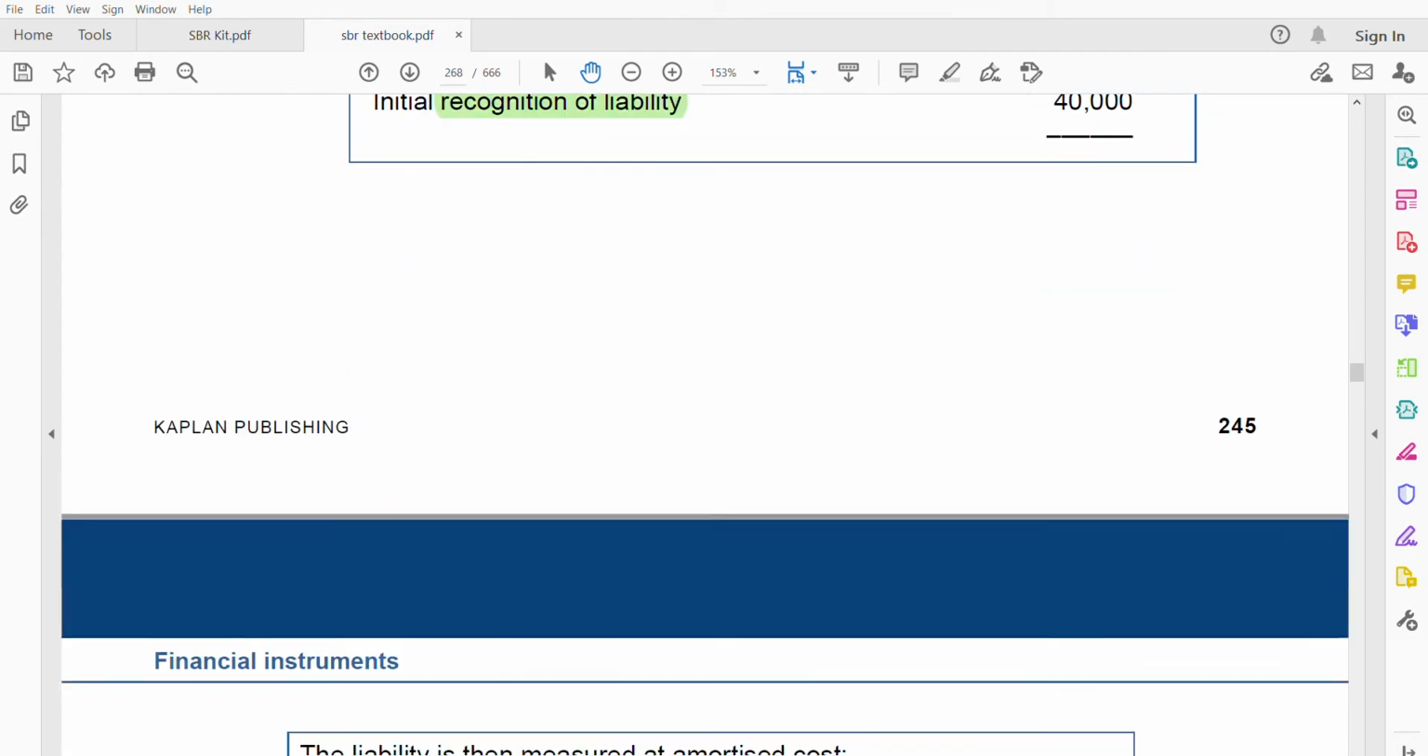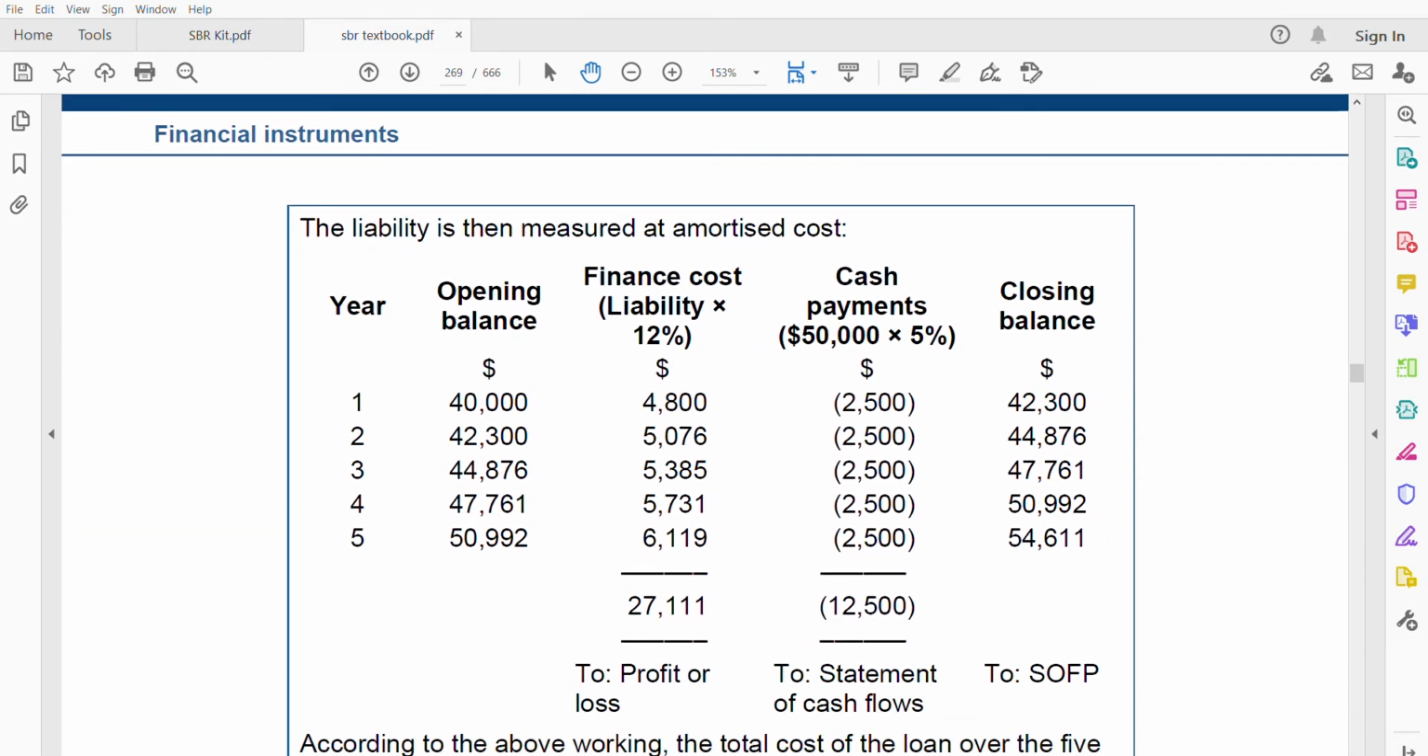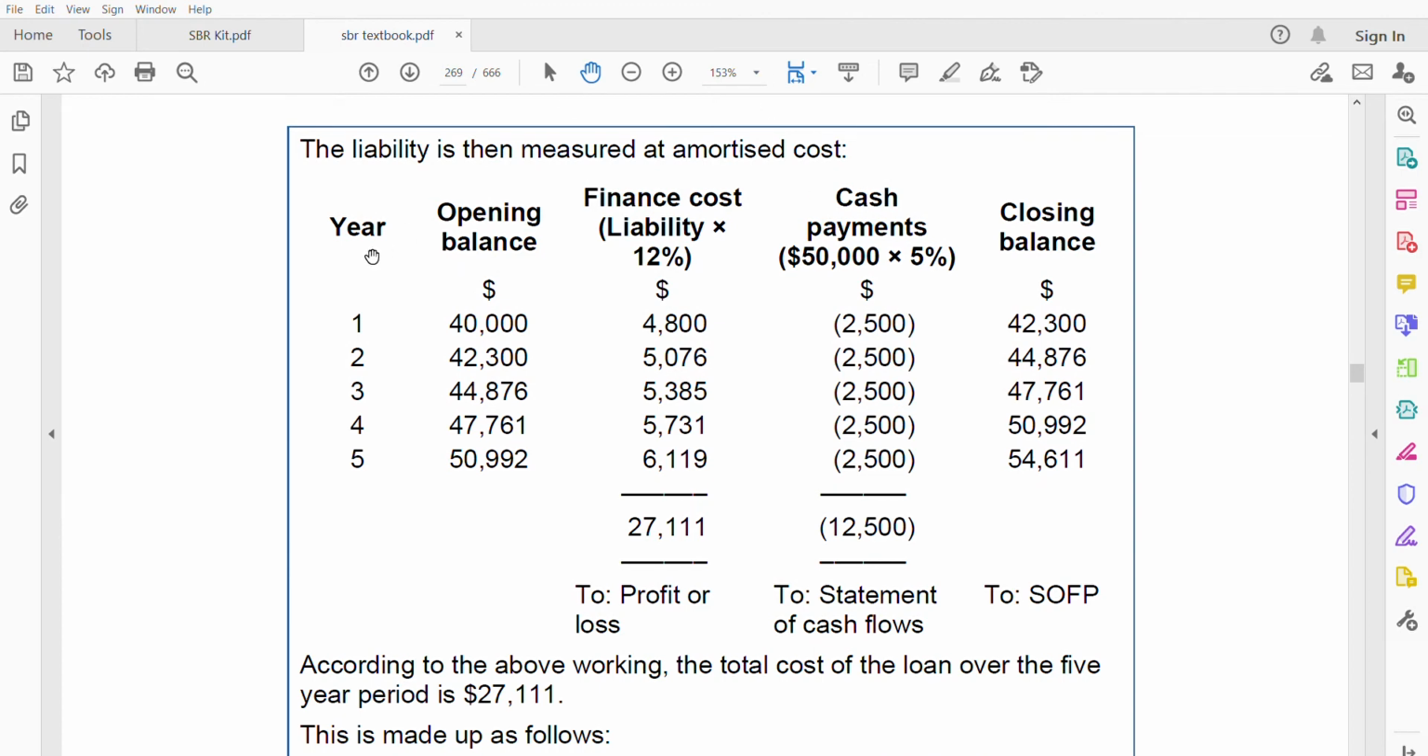Did you see this table? This is the table which you need to know in the exam also. So the liability is then measured at amortized cost. Amortized cost means this only. Whenever they ask for amortized cost, you have to do this table. But first you need to calculate. See here, the opening balance is 40,000, not the 50,000 nominal value. You need to deduct the issue cost and the discount.